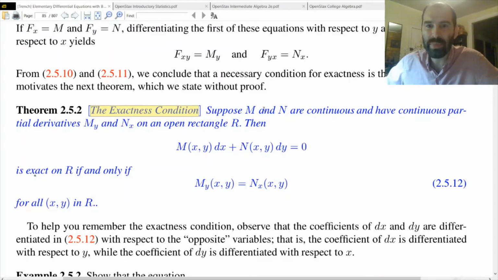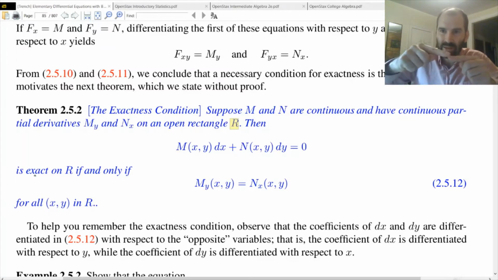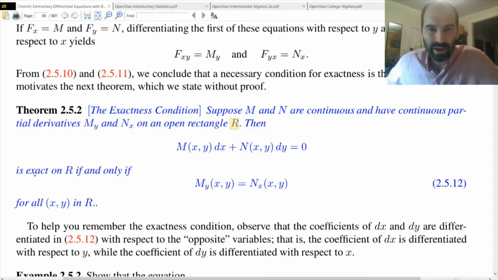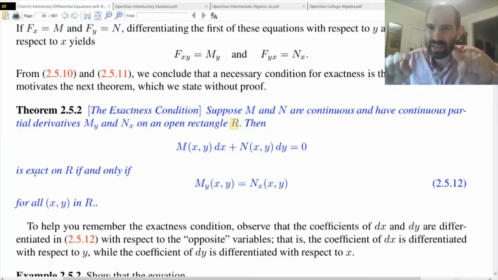So suppose M and N are continuous and have continuous partial derivatives, so they took the partial with respect to y on M and x on N, on some open rectangle. So that means some open interval in x and some open interval in y. When you take an open interval in x and y, you get a rectangle, right? So the point of this is that they're not just continuous at a point, but they're continuous in a little box, okay?